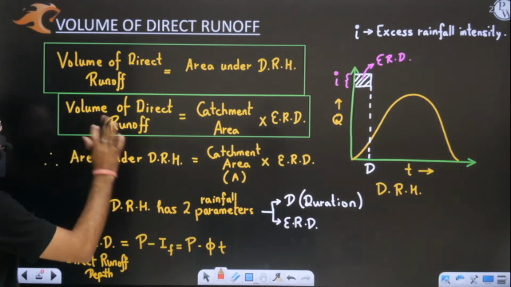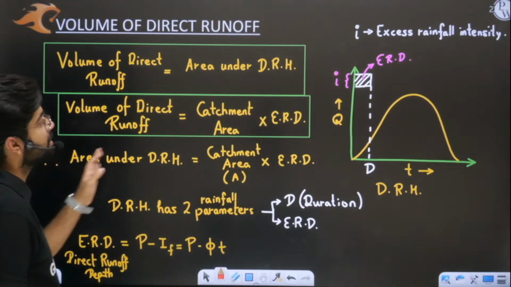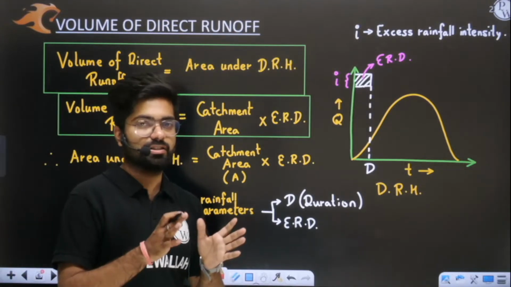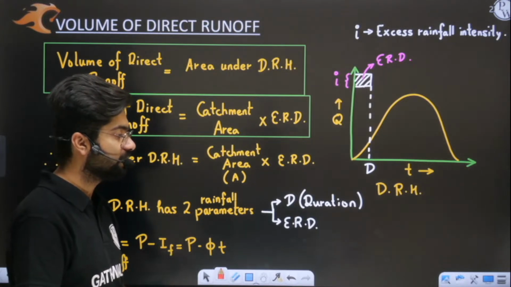So ultimately we have understood how to find the volume of direct runoff. The volume of direct runoff is nothing but the area under my DRH. I have to simply find the area under the direct runoff hydrograph. That will be the volume of direct runoff.